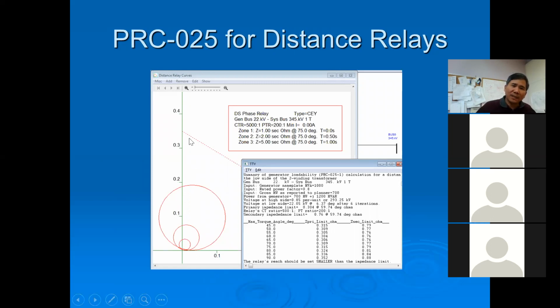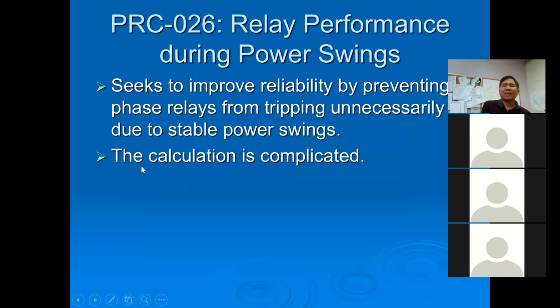So not only do you have the graphic, the program also prints the result of those calculations, as all the details are required in the PRC standard, and you can print that out. So basically, the goal here is to let you quickly produce a compliance document based on those calculations, as well as performing the calculation. Okay. So that's PRC 25.